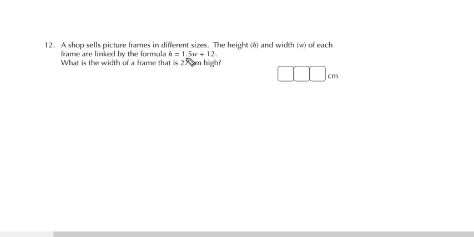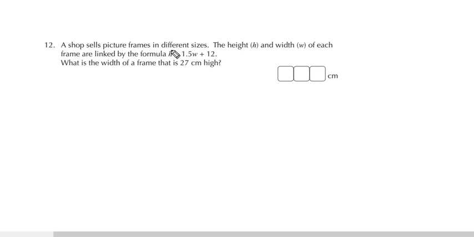Now in algebra, remember, if you have a number that's right next to a letter, the default operation is multiplication. So this means 1.5 multiplied by w. So all of their picture frames are always built to the same formula. And you're given an example. It says, what is the width of a frame that is 27 meters high?